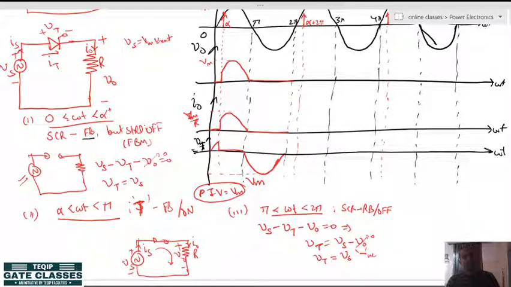Again analyze after 2 pi, from 2 pi to alpha plus 2 pi. Again you can say 2 pi to alpha plus 2 pi. This is the same repeated instant as this.